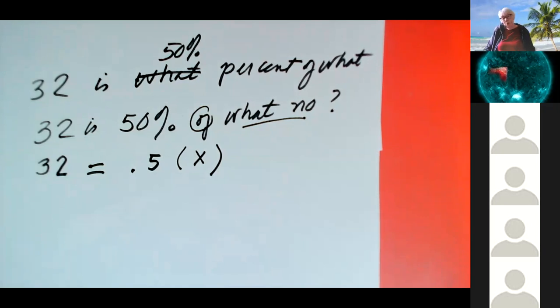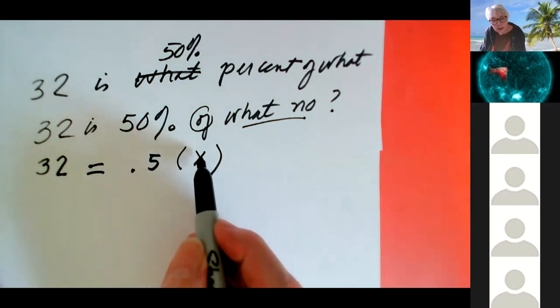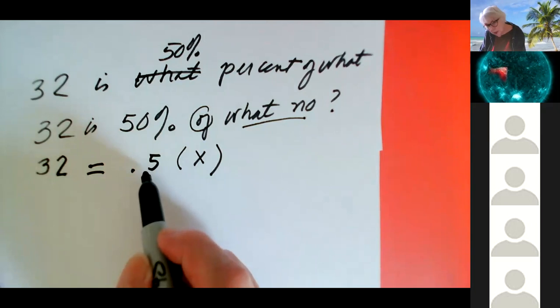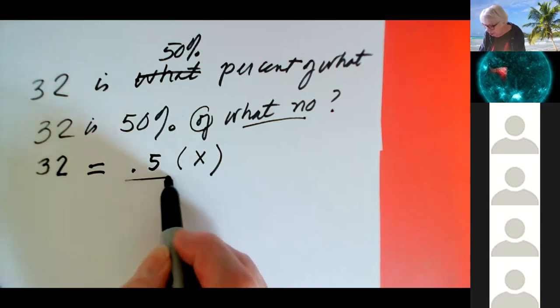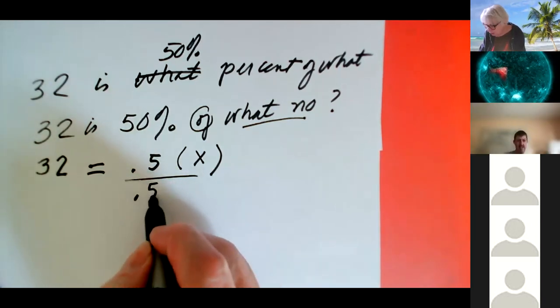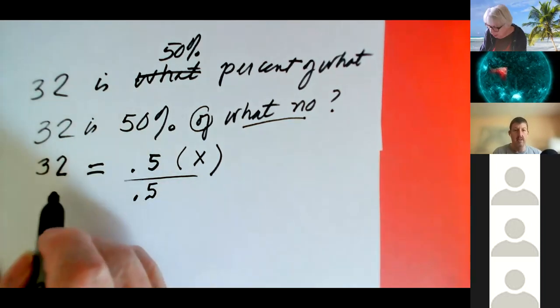I think translation works, but they both work. So now you've got X here, you've got this number here that needs to be ditched. We're going to ditch it. I have to divide both sides by 0.5. Divide by 0.5.